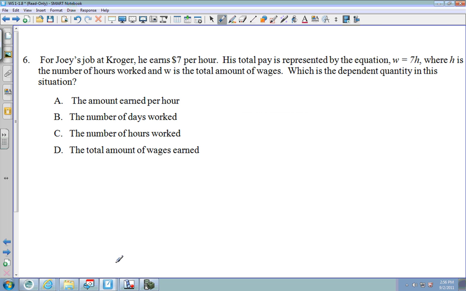Here's the next one. Pause the video, come back and see if you can come up with the right answer. Okay, on this one it's talking about the dependent quantity. The dependent is the end result. Basically like this: if you go to work, what are you working for? You're working for your wages. So the answer should be D, total amount of wages earned.